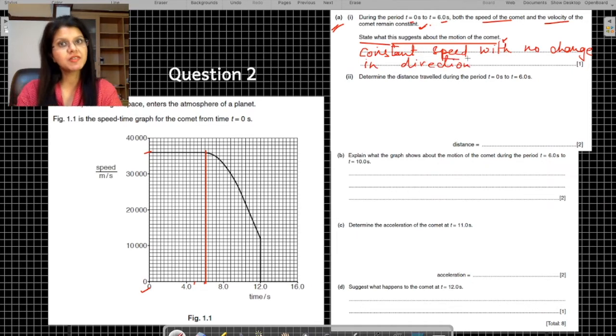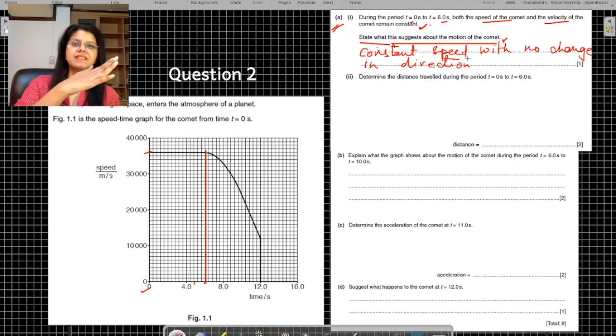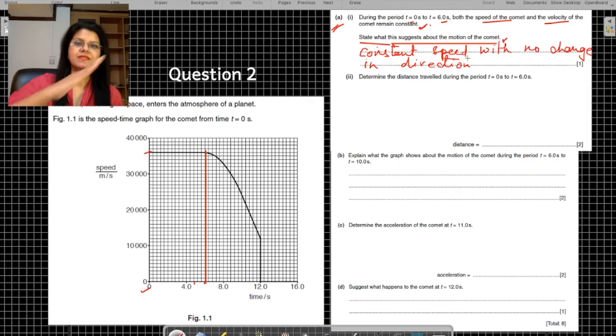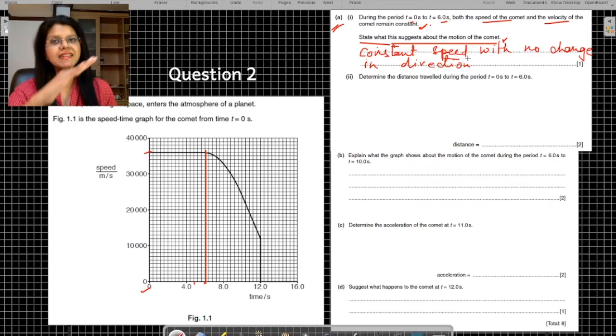Why is the direction also not changing? Because even if you are maintaining the same speed, if you change the direction, the velocity changes. Say that you are moving in this direction at 20 meters per second, and you change the direction this way and still keep moving at 20 meters per second. The direction goes different, right? But the speed is the same, 20, 20. But since the direction is changing, the velocity is changing.